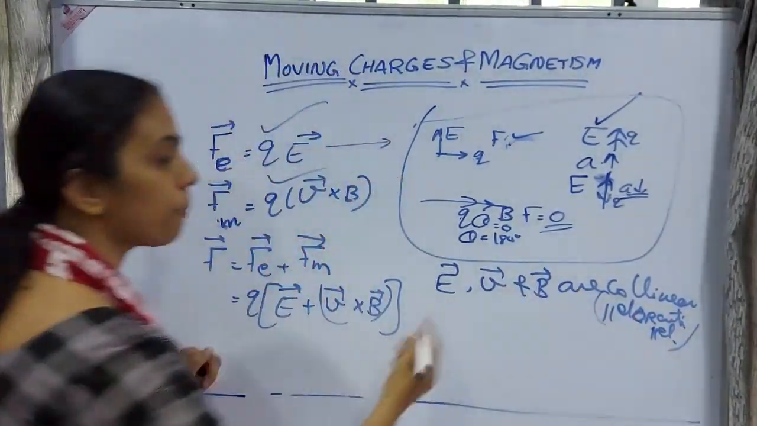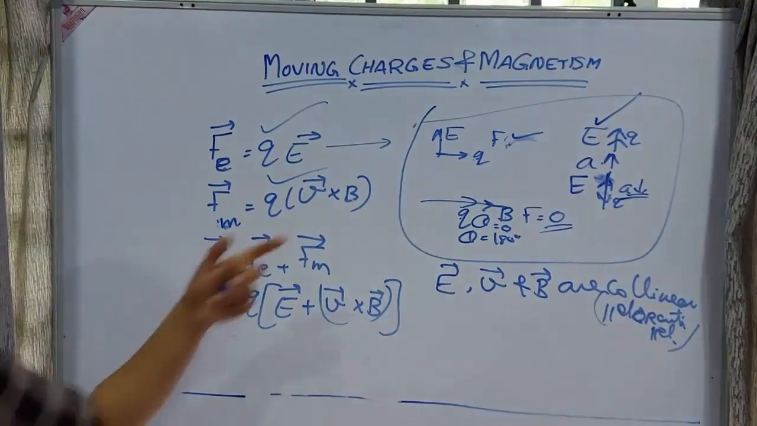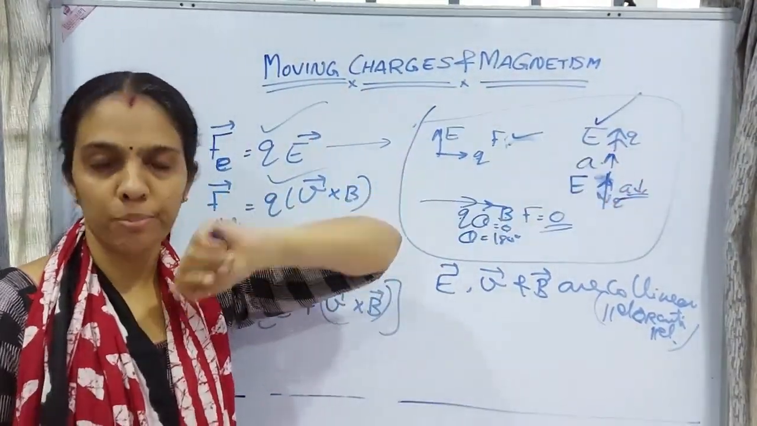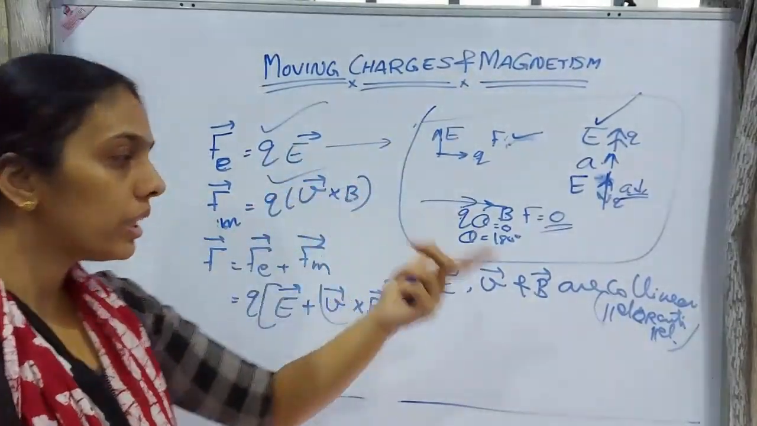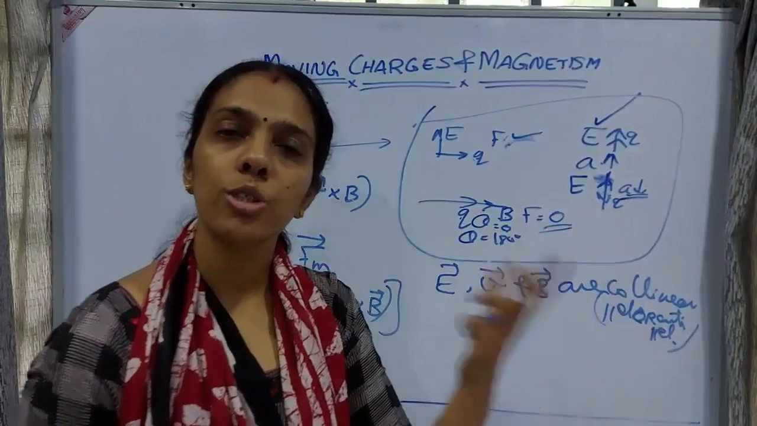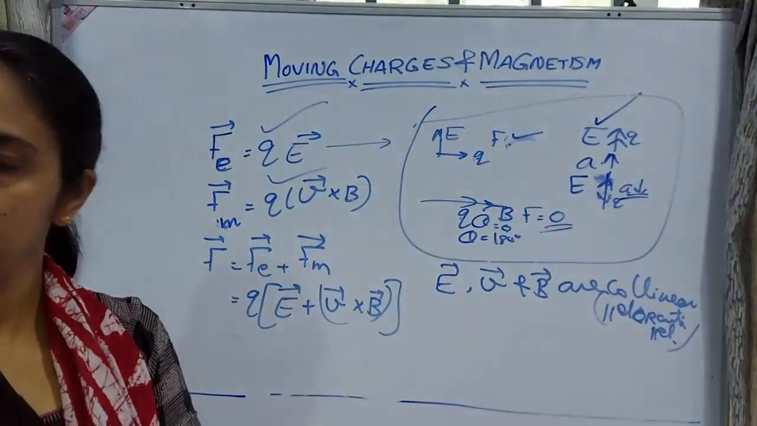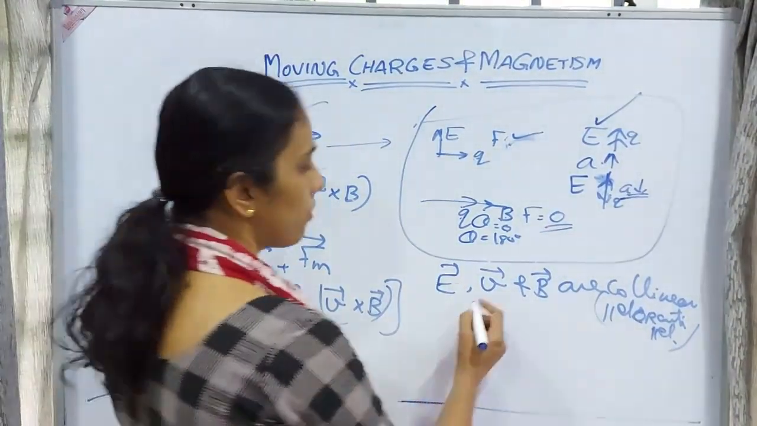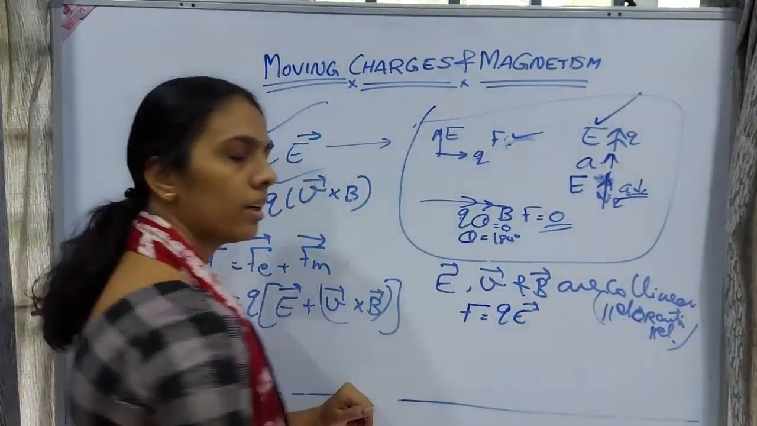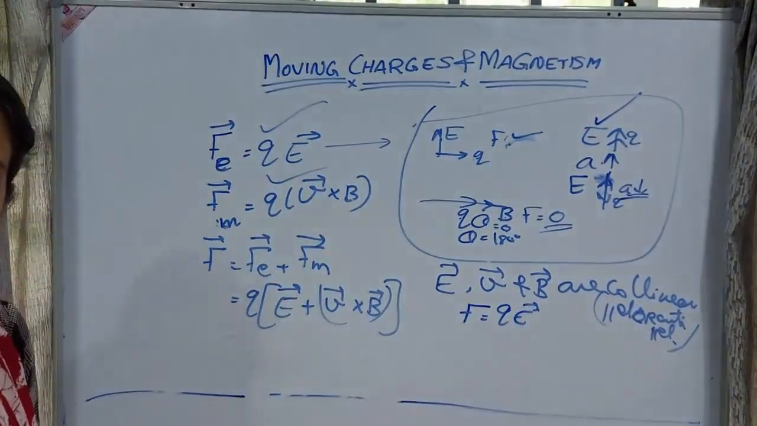If both are parallel or anti-parallel, what will happen? If parallel, due to E, a force will be acting. But since the velocity and the field are parallel to each other, the force due to the magnetic field will be equal to 0. So the force acting on it will be equal to Q into E. This alone will be present.